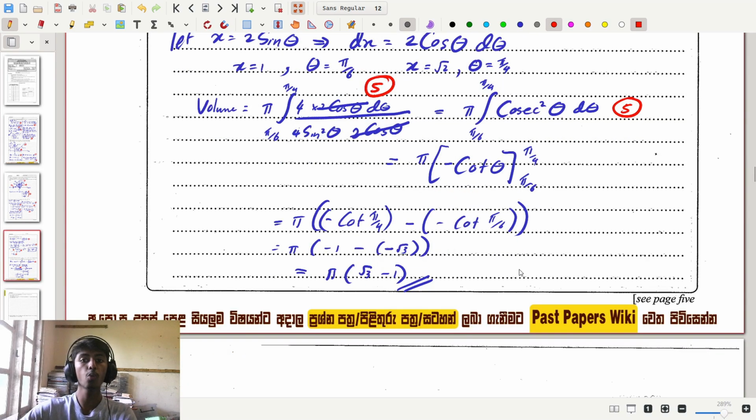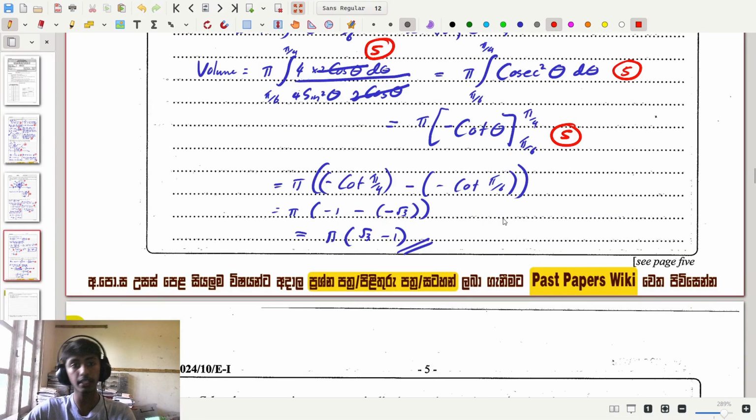After this, when you identify that the integral of cosec squared theta is negative cot theta, and you write that the volume is equal to pi times the limits of negative cot theta from pi by 6 to pi by 4, you get another 5 marks. And finally, when you substitute, simplify and get the final answer of pi times root 3 minus 1, you get another 5 marks for that.